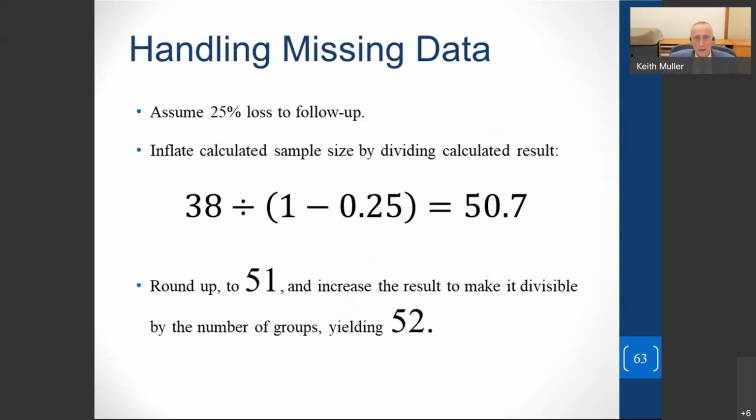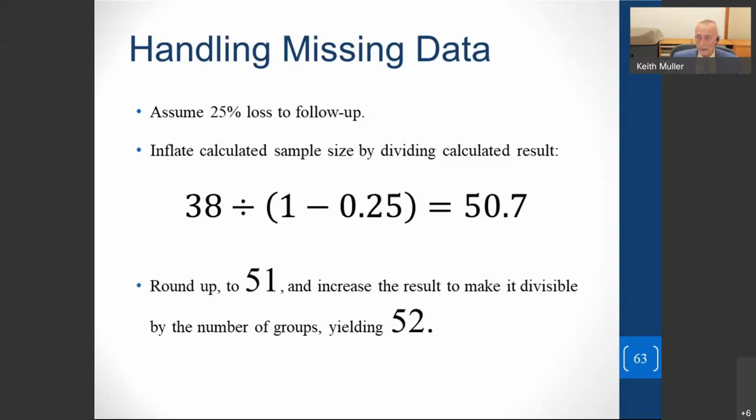We also need to deal with missing data. If we have 25% loss to follow-up, then we need to inflate that sample size by dividing by the percent follow-up, and then we have to turn it into a physically realizable design because we don't want to chop off 0.3 of a person. And then we have to have an equal number of groups because we know that power is actually maximum when we have balanced group sizes. So that ends up 52. So we started at 38, and then we put it at 52.